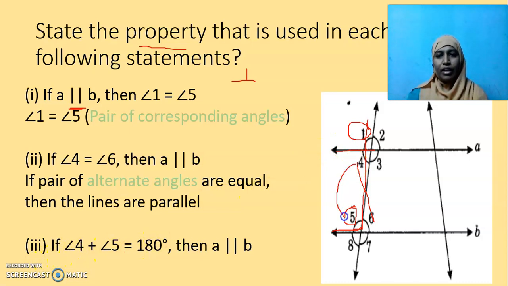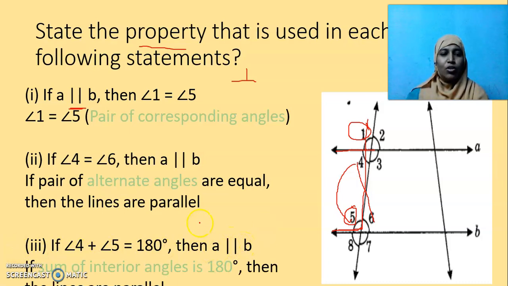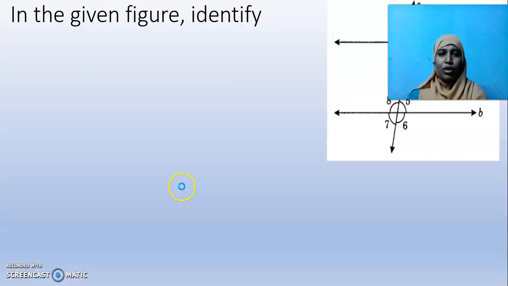Then angle 4 and angle 5. They lie on the same side of the transversal and both are inside. In corresponding angles, one is inside and one is outside, but in the third property, both will be inside or both will be outside. Okay, 4 plus 5 is equal to 180 degrees. So if the sum of interior angles is 180, then the lines are parallel. Hope you are clear with this question. Shall we move to the next?